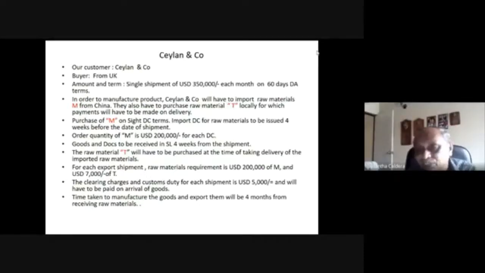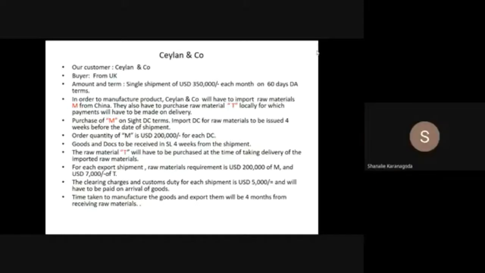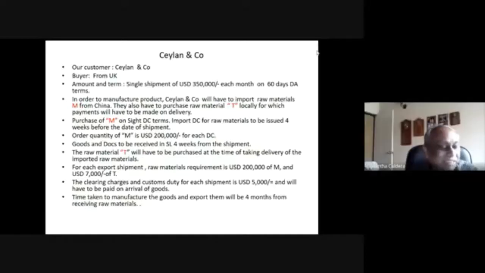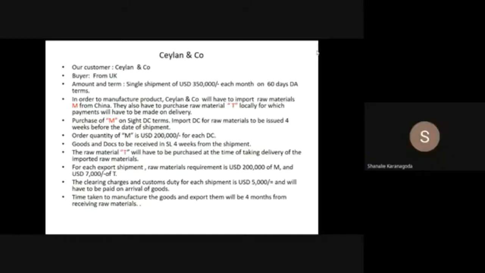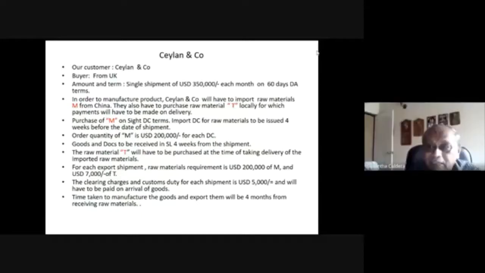So he has to ask for a facility. What is the facility he is asking for? Revolving import loan facility. Excellent. Revolving import loan facility.